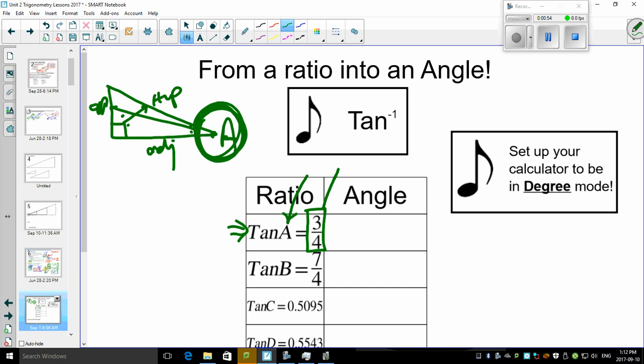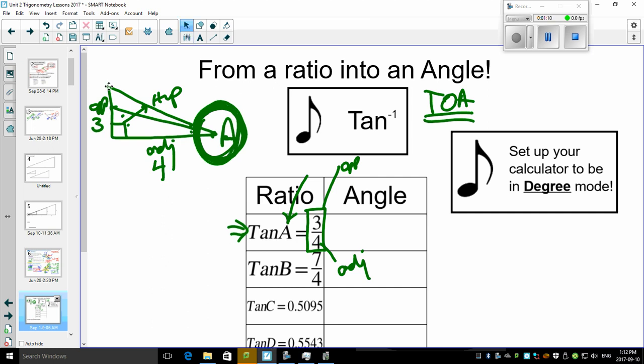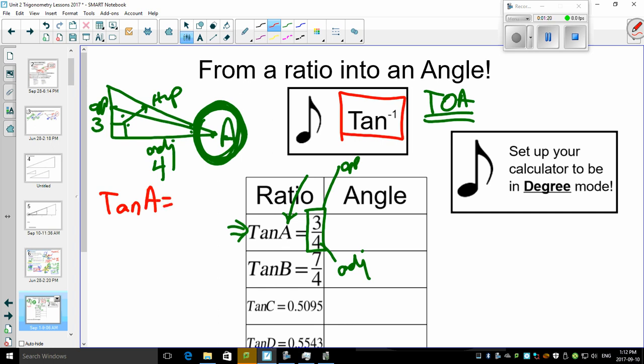But we know that this top one is opposite. We know that the bottom one is adjacent. Why? TOA. Remember? TOA, opposite over adjacent. So this in fact is 3, that in fact is 4. How do we find this angle? Well, that's where tan to the minus 1 comes into play, because I want to show you how this works. Right now we're sitting at tan of the angle A equals 3/4.